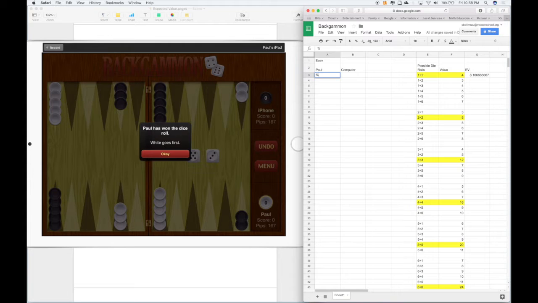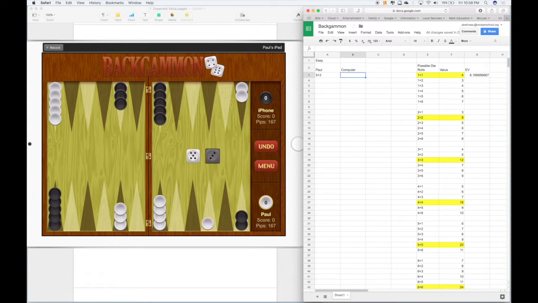I rolled a 5 plus 3, and I'm going to use that roll to set up a little bit of a defensive position, try and block them from moving. Now the computer just rolled a 2 plus 3 and moved its pieces accordingly. Now, let's see, I'm going to roll a 6 and an 8. So I'm going to use that to move this guy over to there, and the computer just rolled a 6 and a 4.